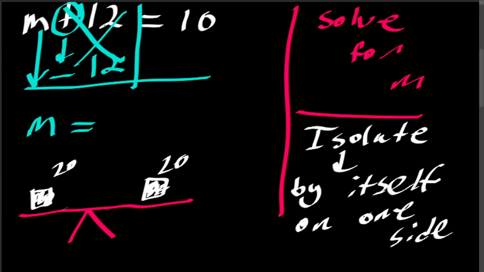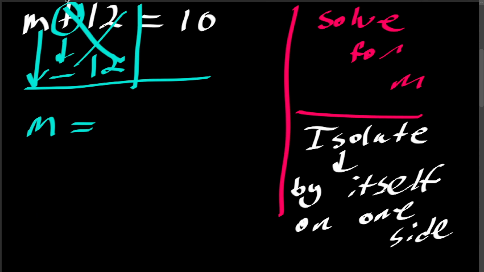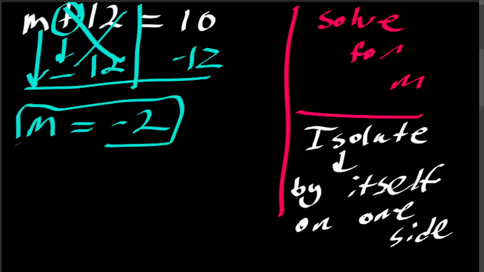Essentially, here's what we established. What we do to one side, we have to do to the other, and our equation is just like the seesaw. We want a balanced equation. So if I said balance this equation, we did minus 12 on the left, so what do we need to do on the right to make this balanced? We subtract 12. So what you do to one side of an equation, you have to do to the other side. And now 10 minus 12 gives us our answer, which is m equals negative 2.